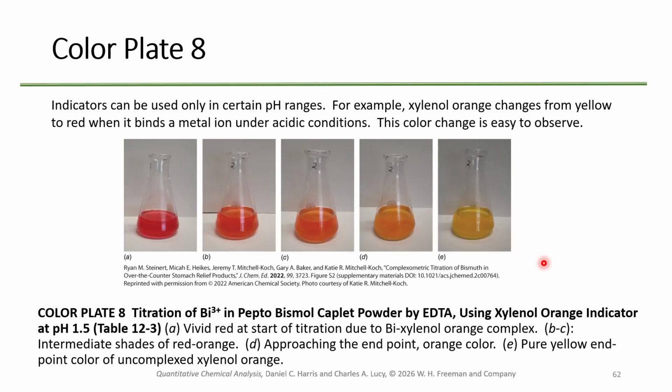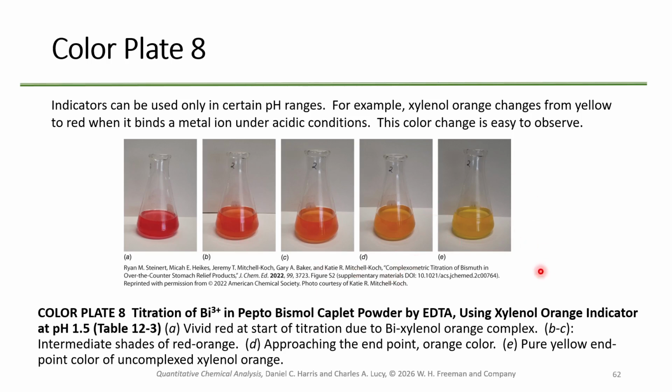So this is indicators that can be used in only certain pH ranges. Xylenol orange changes from yellow to red when it binds metal ions under acidic conditions. This is a really easy one to see because it follows our eyes' color palette really nicely. Unless, of course, you're red blind, in which case it is not quite as easy to see. Can everybody see red, orange, yellow?